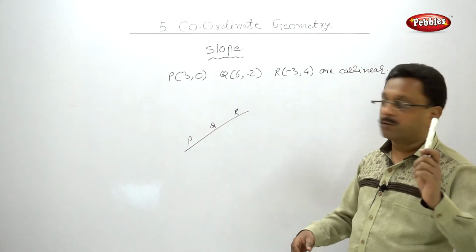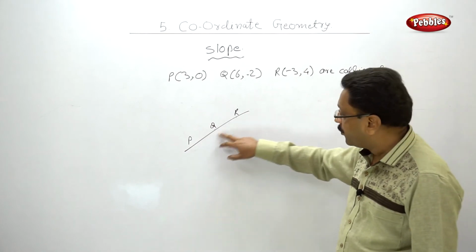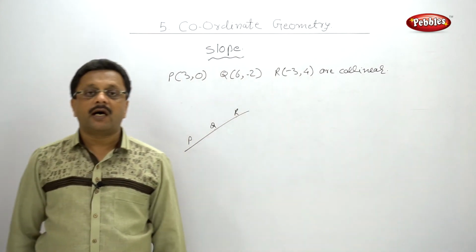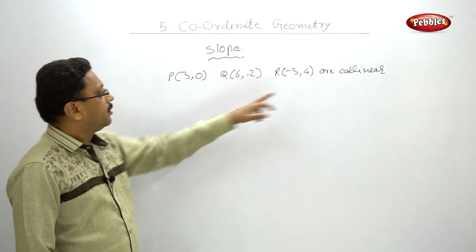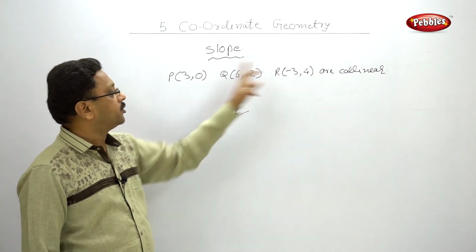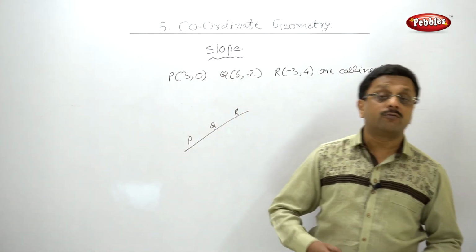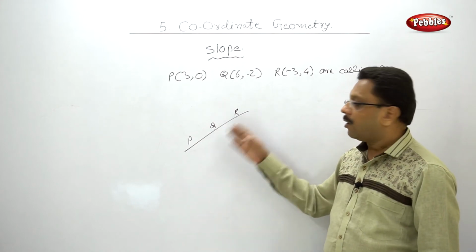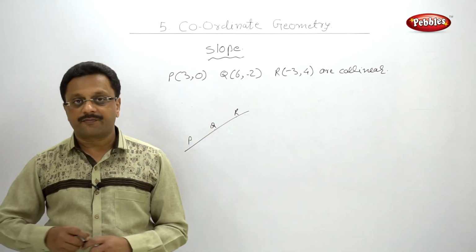You have to find out the slope of PQ, slope of PR and slope of QR, and show that all these three slopes are same. That means y2 minus y1 upon x2 minus x1 for each of these three lines. M is equal to y2 minus y1 upon x2 minus x1. When you show that the slopes of all these three lines are same, that means the points are collinear.